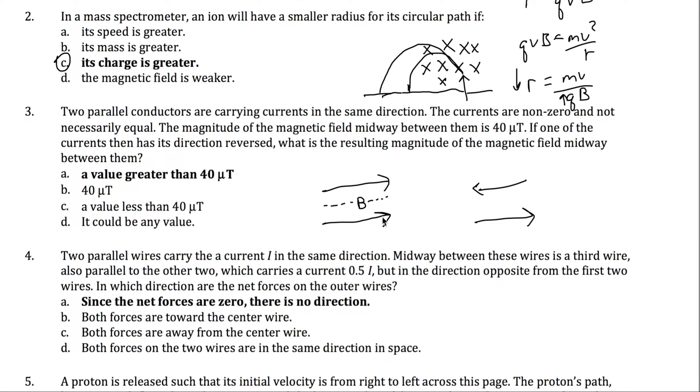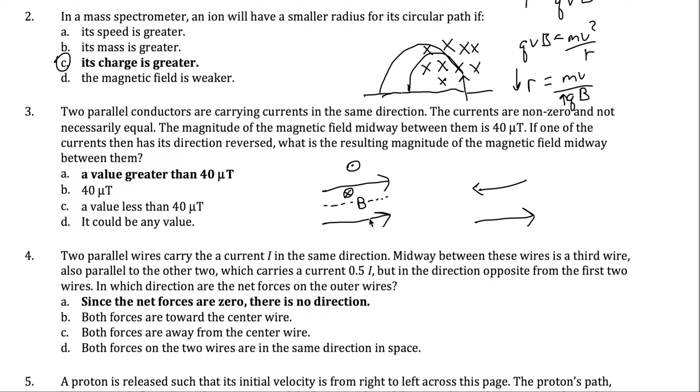In this case, if you're looking at the first case here, for the field due to this wire, if you use the right hand rule, curl your fingers, the thumb points to the right, you'll have your fingers coming out of the page above the wire, and going into the page below. I drew that incorrectly here. The fingers come out of the page here and go into the page here. So anywhere below this wire, the field due to that top wire is going into the page.